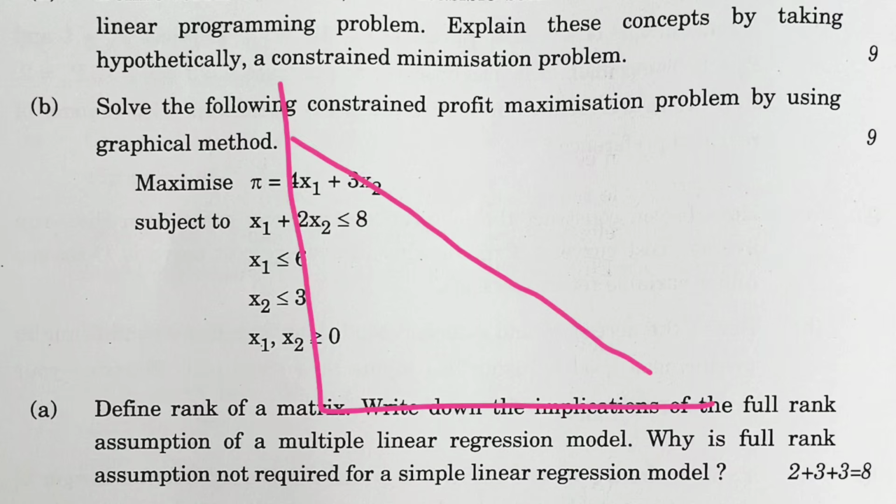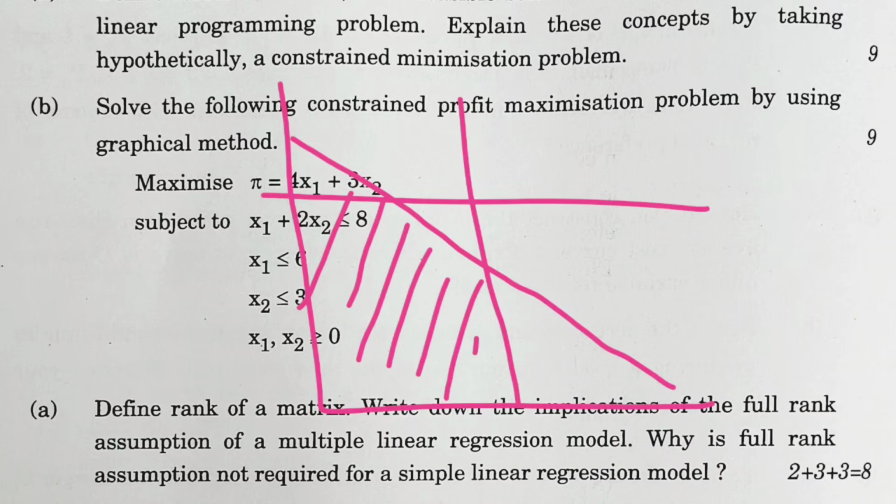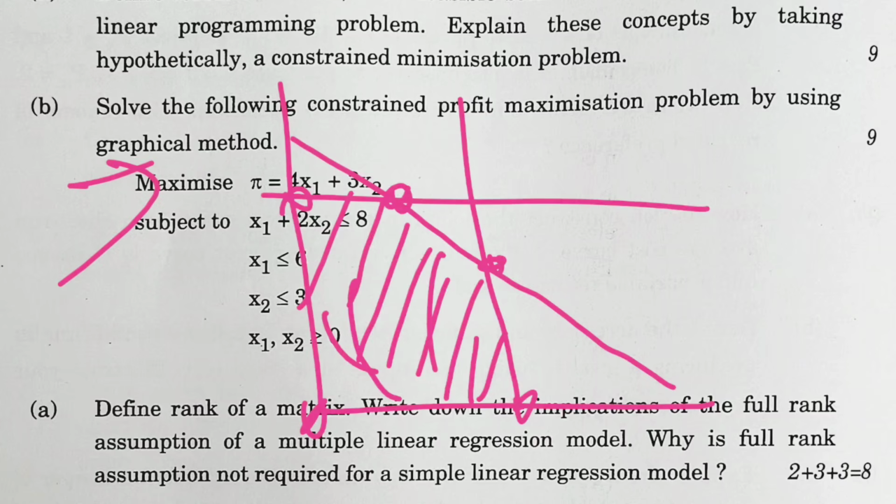So we have the 3 constraints. Then we need to find out the common region of the 3 constraints. Then we need to find out the corner values and evaluate them in the objective function, which is the profit function here.